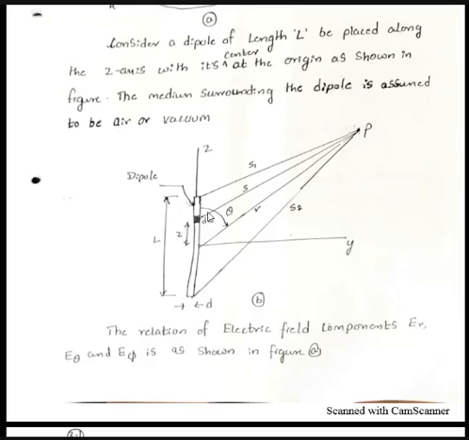If we consider dz as a small elemental length, the distance from there to the point is S. The distance from the origin, or the middle of the short dipole, is R. The line to the point P makes an angle of theta with respect to the center of the origin.